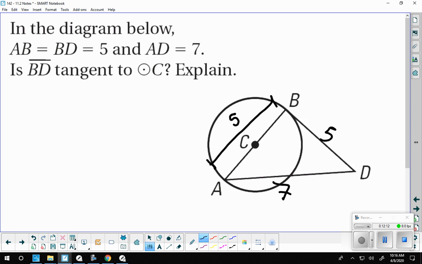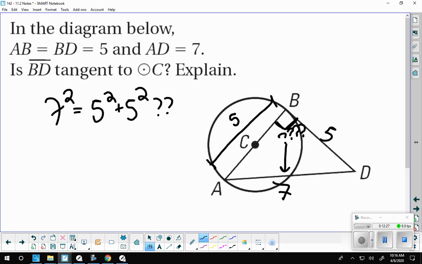So we want to know the radius here and maybe the tangent line here, do those make a 90-degree angle? Well, how do we check? Does hypotenuse squared equal leg squared plus leg squared? If it does, then yes, it's tangent. If it doesn't, then no, it's not tangent.